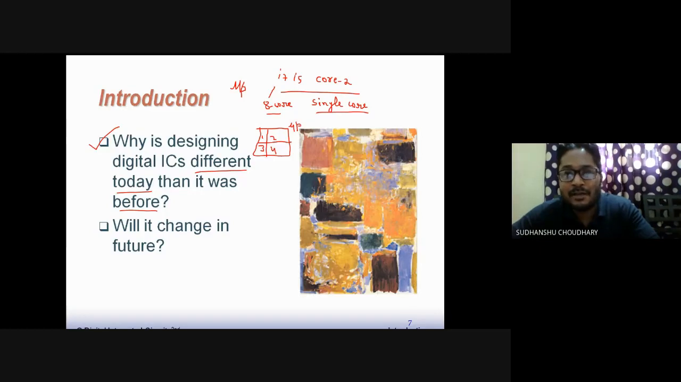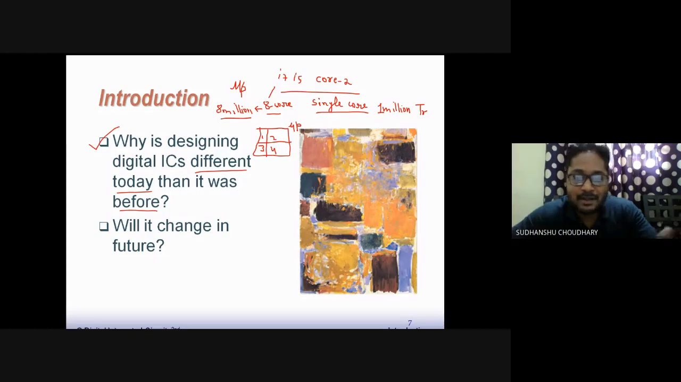So imagine a single core microprocessor has, let us say, 1 million transistors. If 1 million transistors are present in a single core microprocessor, then obviously an 8 core microprocessor will have 8 million transistors, right? So that means with the increase in the number of transistors, it obviously means the complexity of your circuit has increased, right?